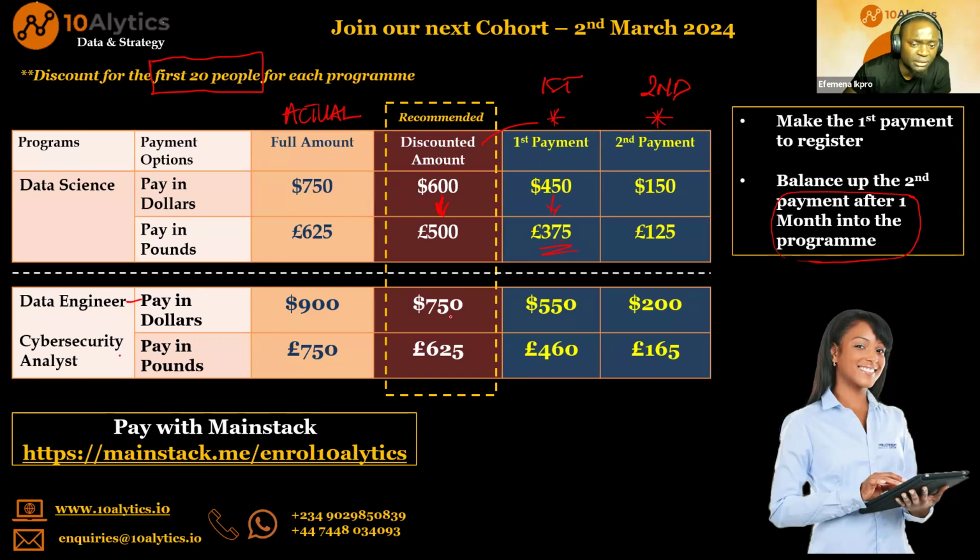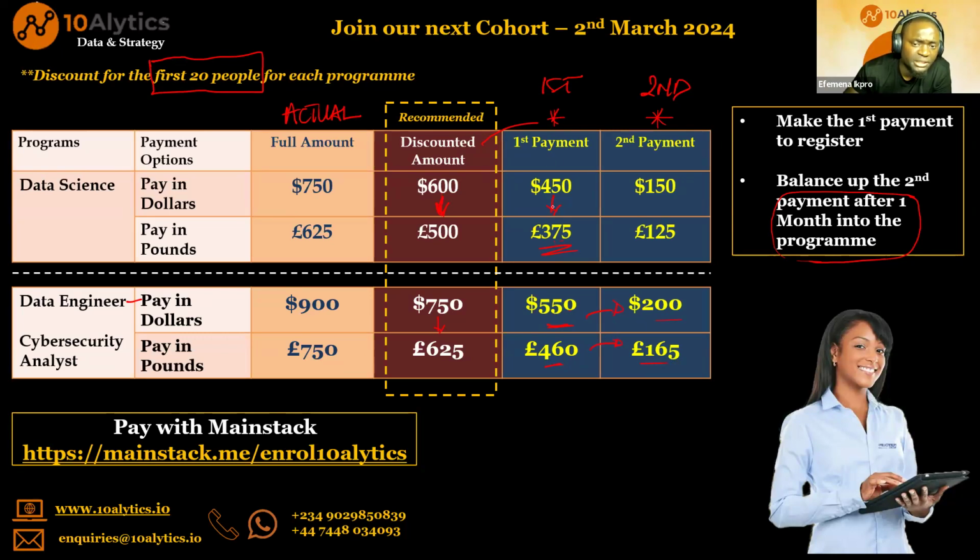So the discount amount is $750 instead of $900. And in pounds, instead of $750, it is £625. Now you can pay in two installments, of $550 and $550, or £460 and £460. You can pay an installment of $200 and £165, and that's exactly what you get from the session.